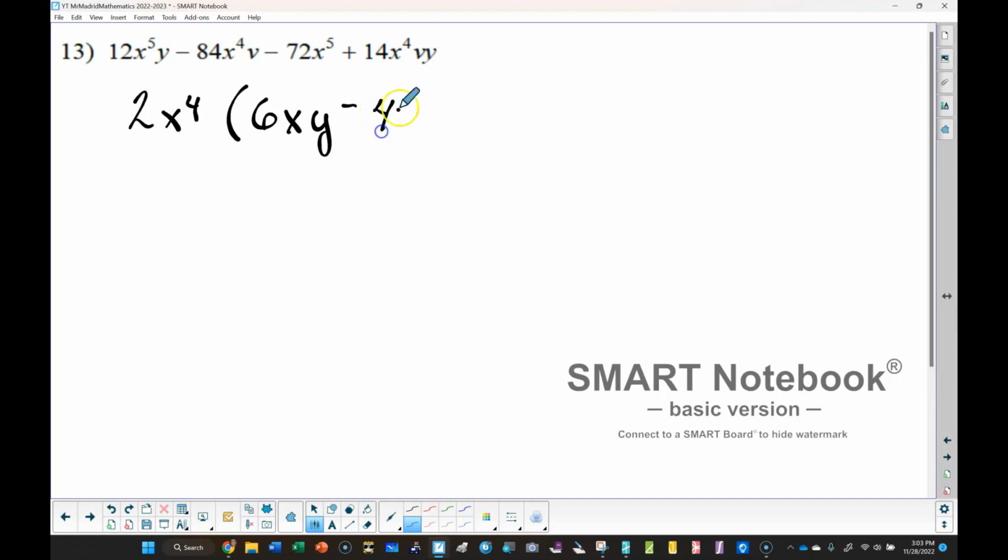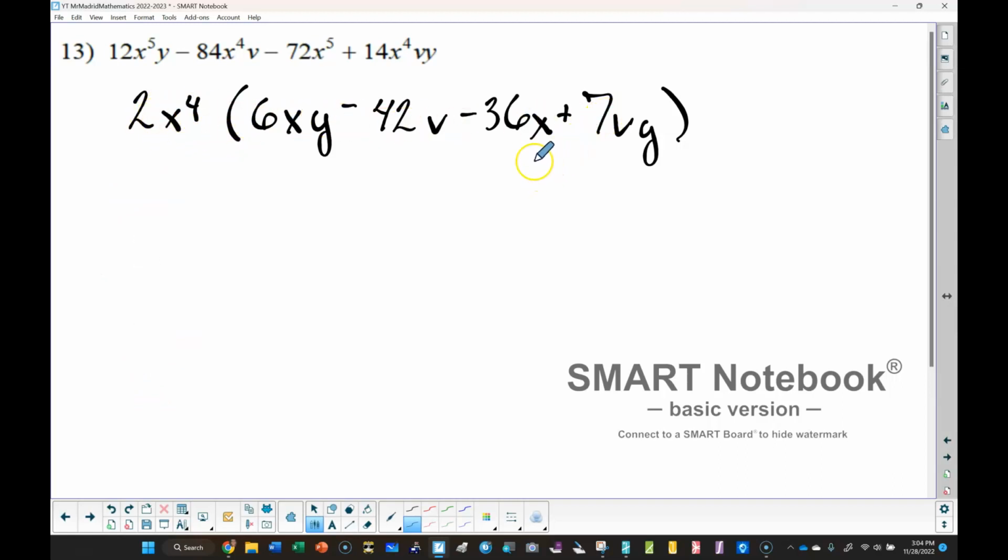It's 42v, okay, minus 36x plus 7vy. Okay? That's just an extra step from the last problem. Now my focus is this guy in here. Okay? I'm just going to keep bringing him with me, but that's it. It's not going to distract me no more.